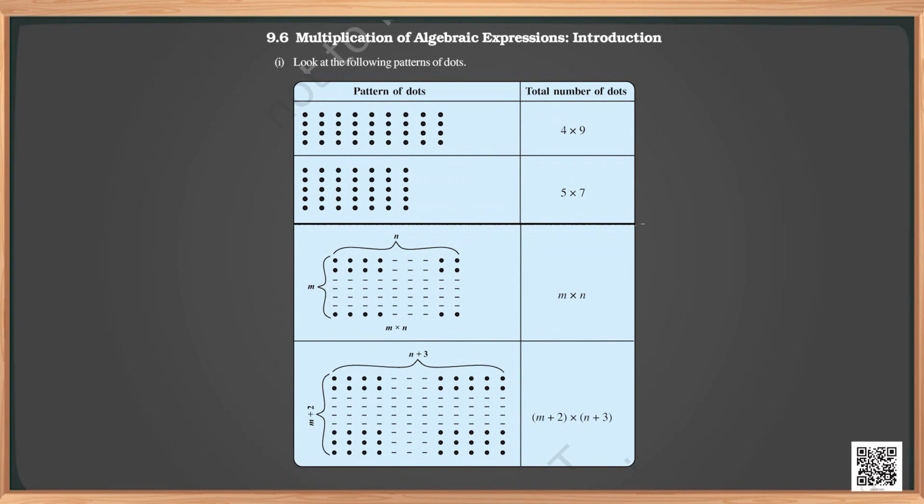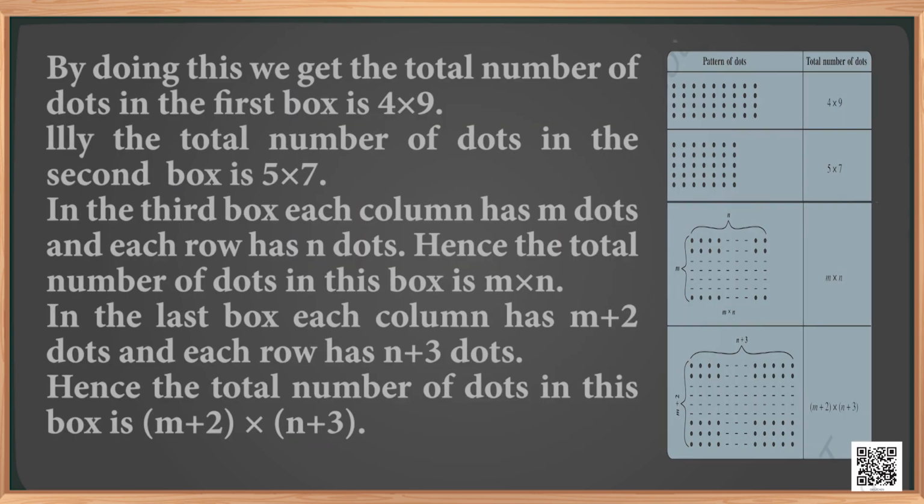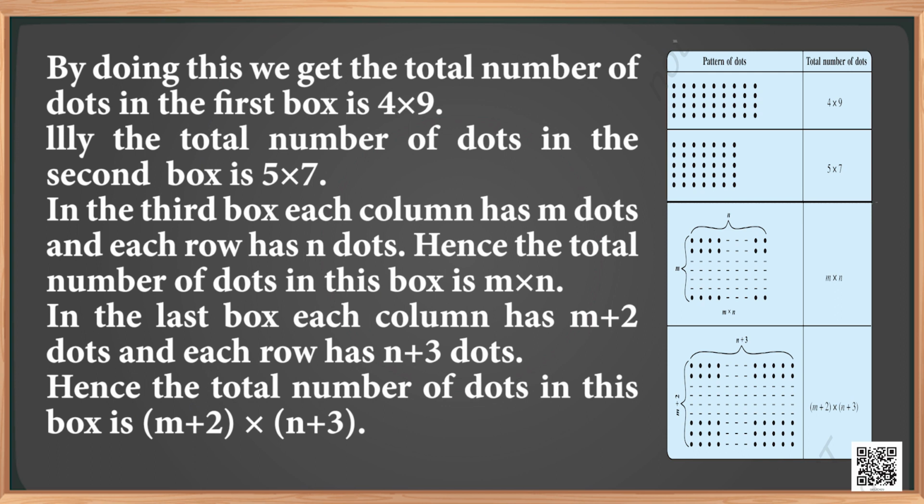Multiplication of algebraic expressions. Introduction. Let us observe some patterns. Please observe the first box. To find the total number of dots, we have to multiply the number of dots in each column by the number of dots in each row. By doing this, we get the total number of dots in the first box is 4 into 9.